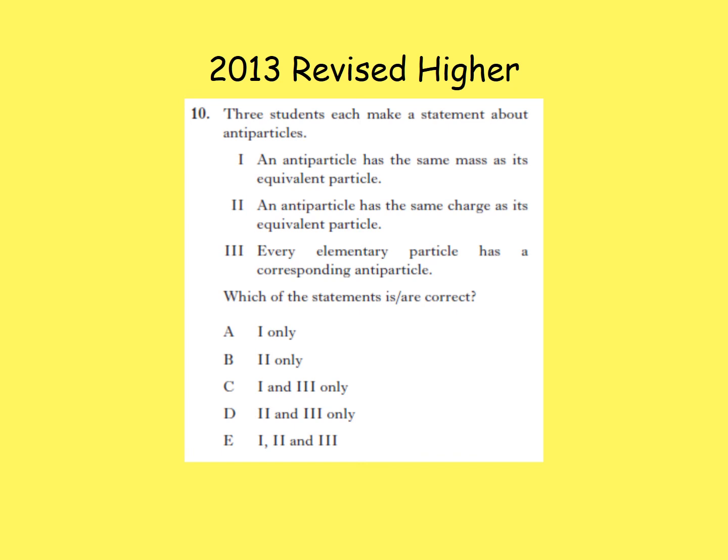We have a look at a past paper question here. 3 students each make a statement about antiparticles. Statement number 1, an antiparticle has the same mass as its equivalent particle. Absolutely true. Statement number 2, an antiparticle has the same charge as its equivalent particle. Incorrect. By definition, an antiparticle has the opposite charge. Statement number 3, every elementary particle has a corresponding antiparticle. Absolutely true. So our correct statements are 1 and 3 only, which is C.